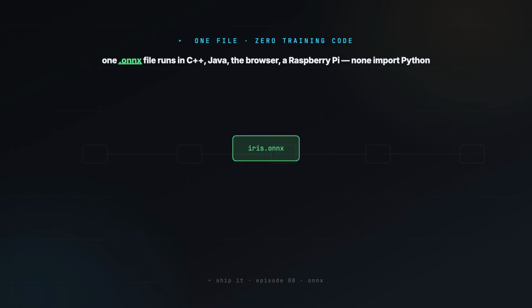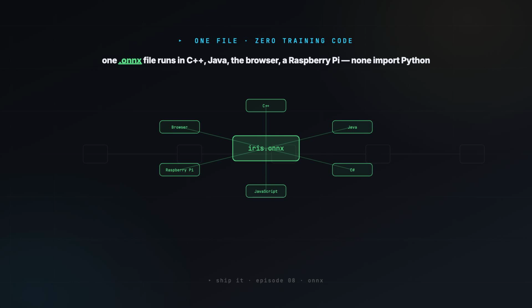ONNX Runtime reads that graph in C++, Java, C#, JavaScript, on a Raspberry Pi, in a browser tab. None of them import your training code. They just load one .onnx file and run it, often faster and lighter than the original.